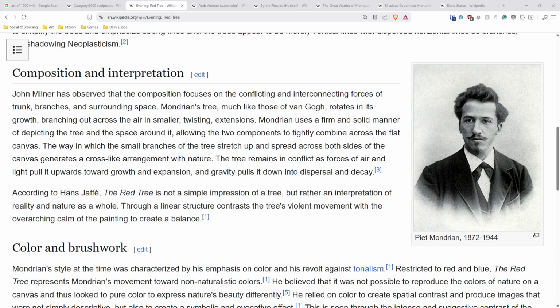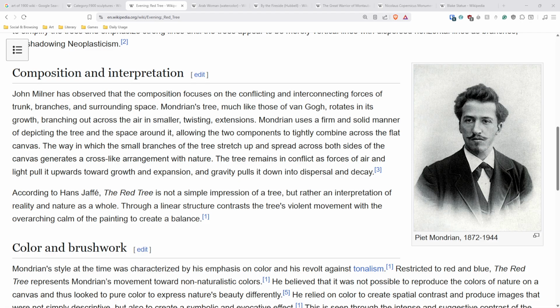Depicting the tree in the space around it, allowing the two components to tightly combine across a flat canvas. The way in which the small branches of a tree stretch up and spread across both sides of the canvas generates a cross-like arrangement with nature. The tree remains in conflict as forces of air and light pull it upwards towards growth and expansion, and gravity pulls it down in dispersal and decay.